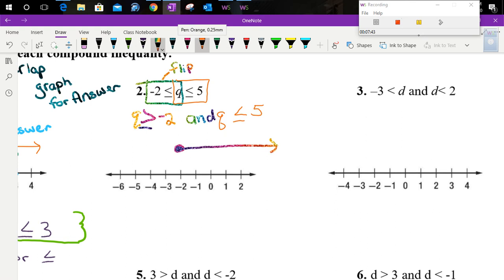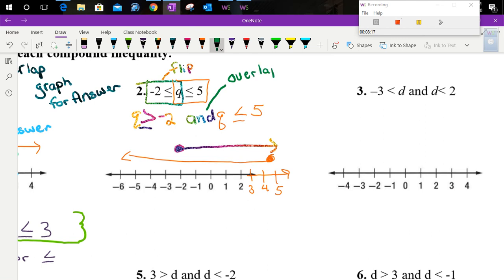To graph the other side, Q is less than or equal to 5. I need to extend my number line a little bit here. Here would be 3, here would be 4, here would be 5. And above that, I'm going to put a closed circle at 5 and a line going to the left. Remember, the and here tells us to graph where they overlap. This will become real important when we start dealing with the OR problems. Our answer is where they overlap.